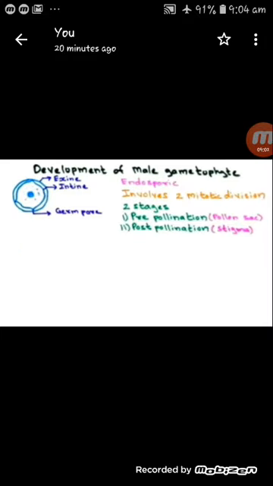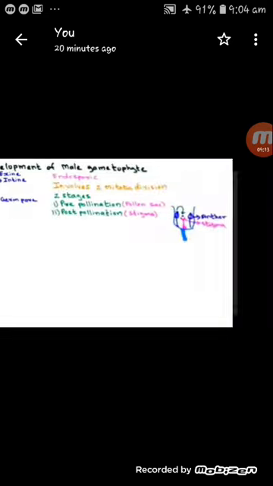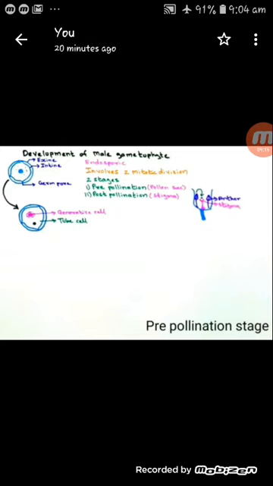Development of male gametophyte. It involves two mitotic divisions. It has two stages, pre-pollination and post-pollination. प्री-पॉलिनेशन में क्या होता है?